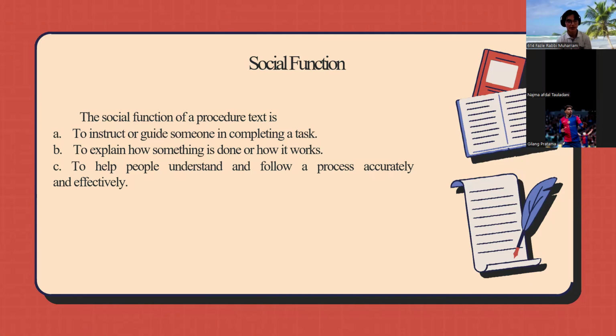Social function. The social function of a procedure text is, first, to instruct or guide someone in completing a task. Second, to explain how something is done or how it works. Third, to help people understand and follow a process accurately and effectively.